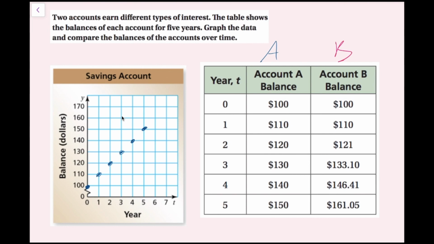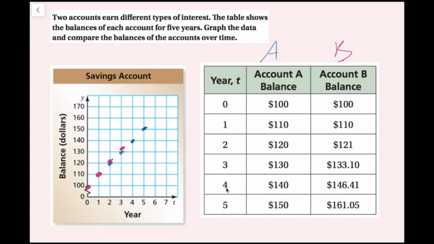Now let's do account B. So I have the point 0, 100 again. And then I have 1, 110. My first two values are actually the same. Then I have 2 and 121, so $1 more. Somewhere like that. And then I have 3, 133.1. We're going to graph this the best we can. Something like this.